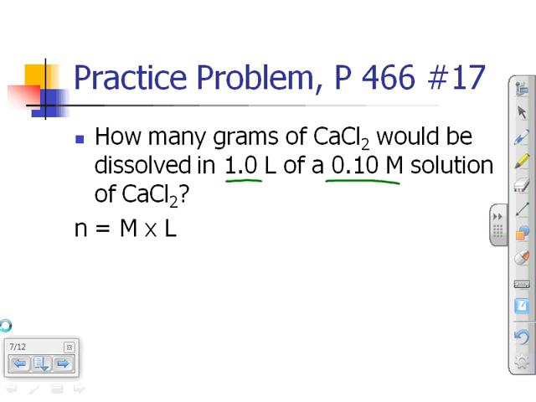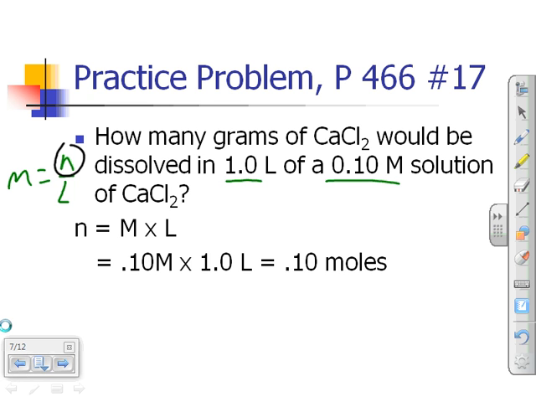We have our formula. n is equal to capital M times L, which we just saw there, just a rearrangement of the formula. Molarity is equal to n over L, just rearranging it, solving for n. This time, if we want to solve for n, that's what we need to do. And we plug our numbers in. We know what the molarity is. We're given that. This is going to be our M. This is going to be our L. We're given that in liters. Do the calculations, and we end up with 0.1 moles. That's going to be calcium chloride.